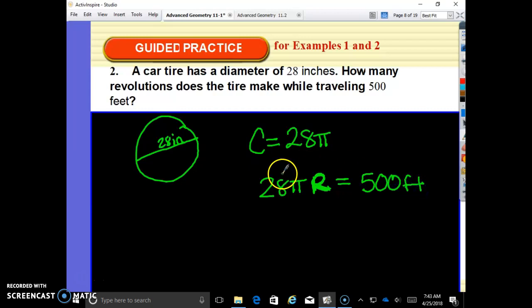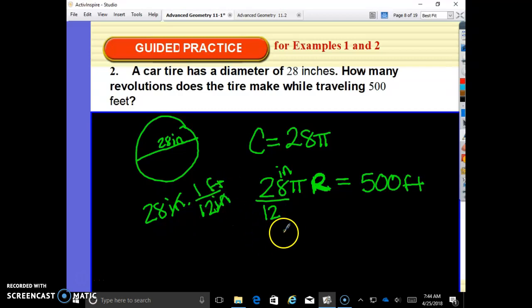Uh-oh. Isn't this in inches and this in feet? Can I have two different measurements? So I need to switch that 28 inches. We need to get out of inches and into feet. 1 foot is how many inches? So 28 divided by 12 is 2.3 repeating. All right, so I'm just going to leave it like that.